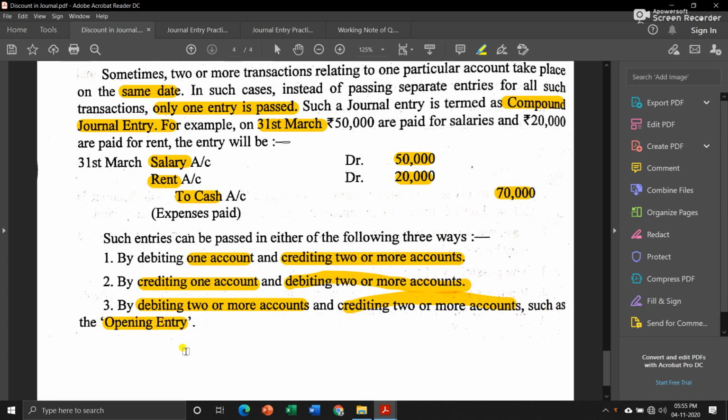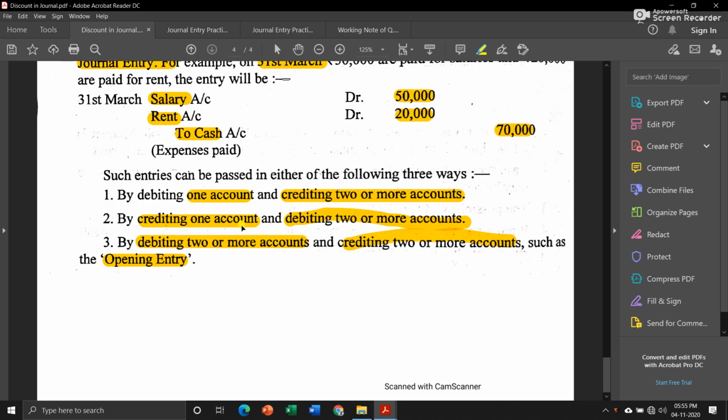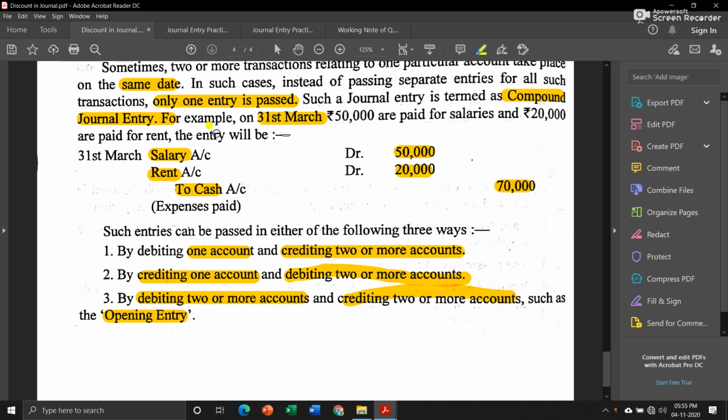Now for this opening entry also we will do journal, but not in today's session. So you have to understand that compound journal entry means either there will be 2 or more debit accounts or 2 or more credit accounts. Now this was the explanation of discount and compound journal entries.